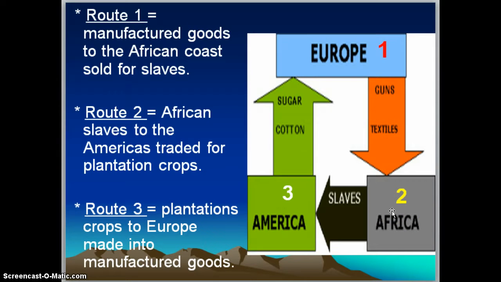Route 2 is going to begin here in Africa. Route 2 is where African slaves are going to be transported to the Americas, and they're going to be traded for plantation crops. So the only quote-unquote good along this route are slaves. Route 3, we are going to begin in the Americas, and it's going to go from the Americas back to Europe. And this is where plantation crops are going to go, which are going to be taken to Europe and turned into these manufactured goods. And we're going to revisit that here in just a bit.